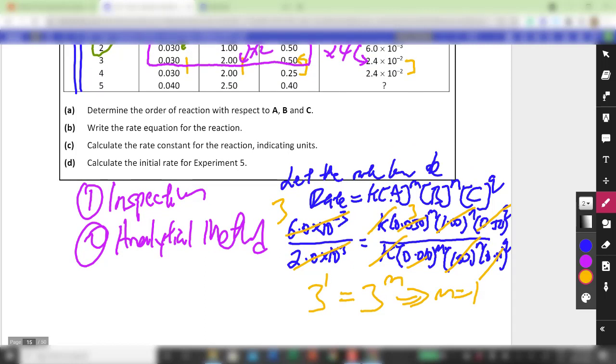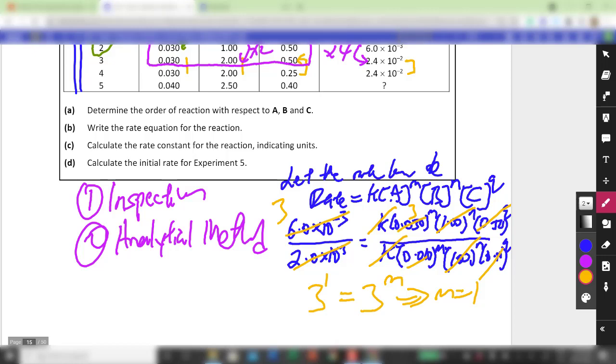So what's the advantage of the analytical method? The advantage is that you don't need to write in words. You just need to solve the mathematics, and then you get m equals to 1, and then you're happy with that. That's really for those of you who maybe don't really like to write a lot.